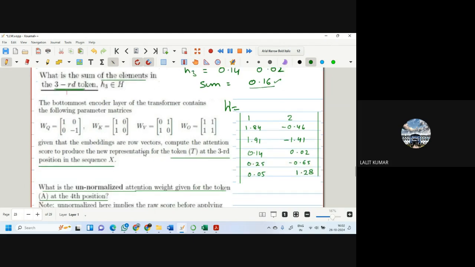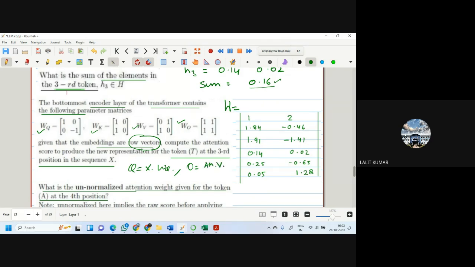Now they have written that the bottommost encoder layer of the transformer contains these values of WQ, WK, WV and WO. Given that the embeddings are row vectors, they have especially mentioned these are row vectors. So we have to use the same notations which we just covered during the revision: Q will be equal to X into WQ, and the output will be equal to the score attention matrix into V.